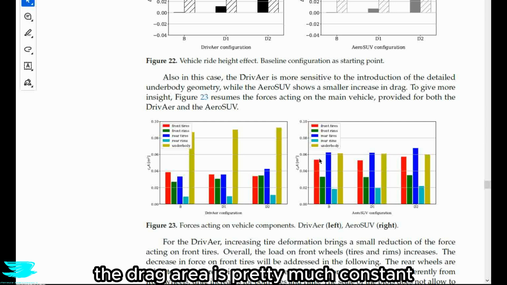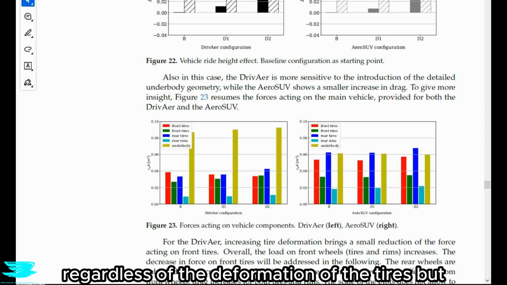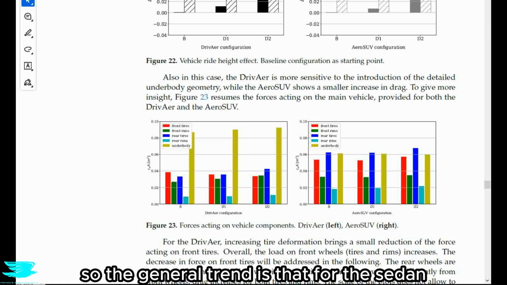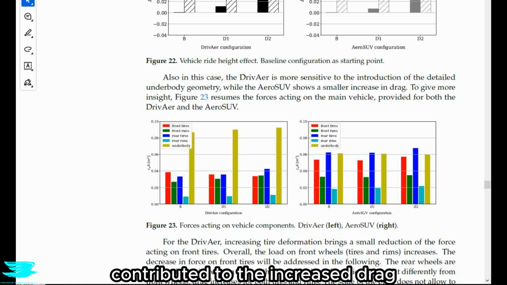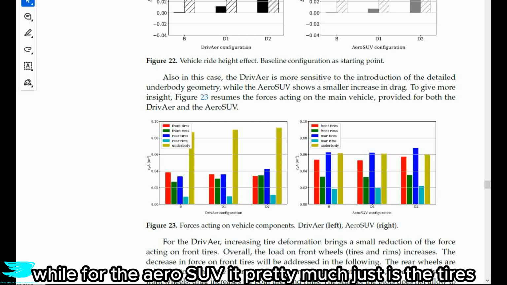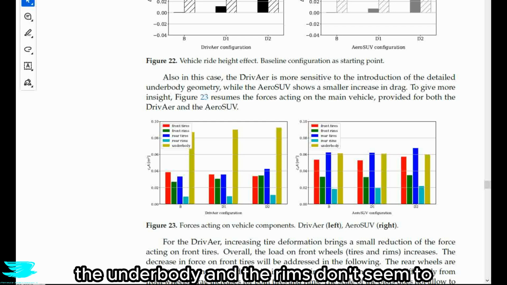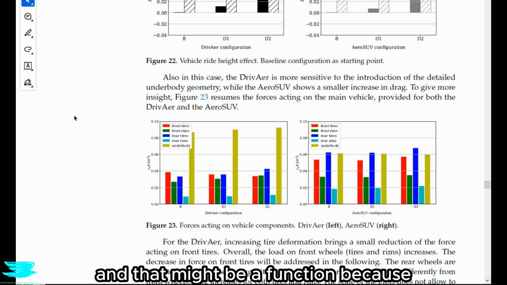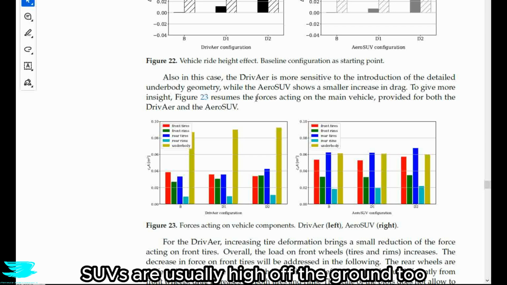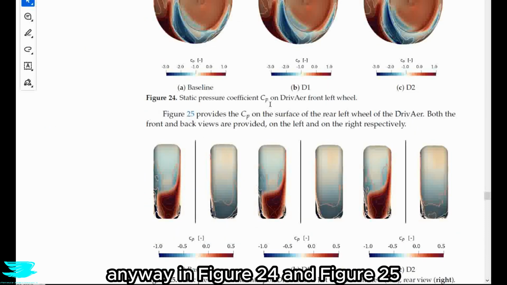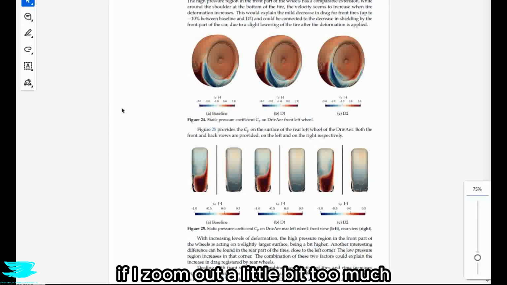The drag area is pretty much constant regardless of the deformation of the tires, but both the front and rear tire drag areas have increased. So the general trend is that for the sedan, the rear tires, front rims, along with the underbody, contributed to the increased drag with increasing deformation, while for the Aero SUV, it pretty much just is the tires. The underbody and the rims don't seem to make much of a difference in terms of drag area with changing deformation. And that might be a function because SUVs are usually higher off the ground too, so the wheels are more exposed.